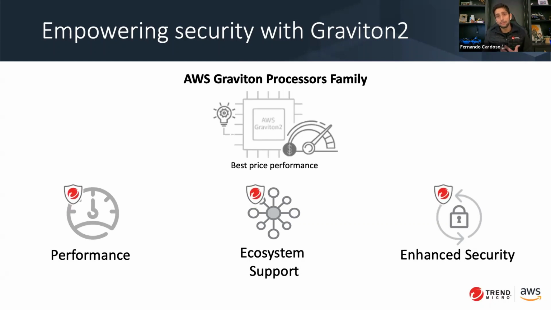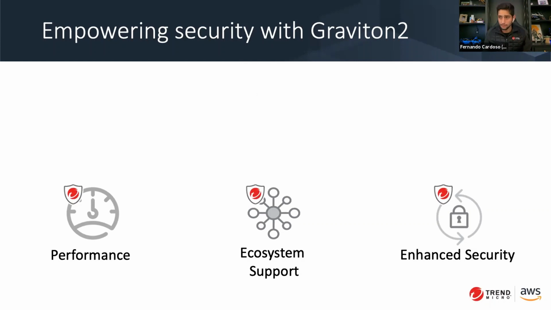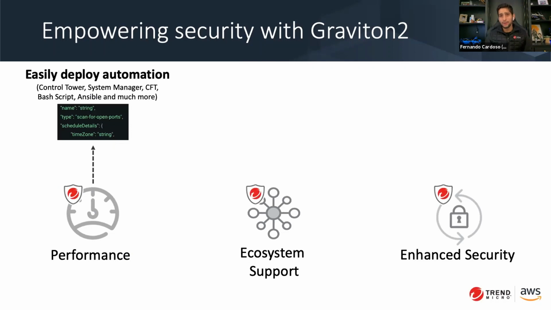And the idea of Cloud One Workload Security is helping you to achieve those areas with security, but also performance, agility, ecosystem support, and inherent security. The first one, performance and agility, is how you can easily deploy those security features on your instance using Graviton2. You can use Control Tower, Systems Manager, CloudFormation templates, bash scripts, Ansible, and many others, okay? This is helping organizations to scale up and scale down anytime.